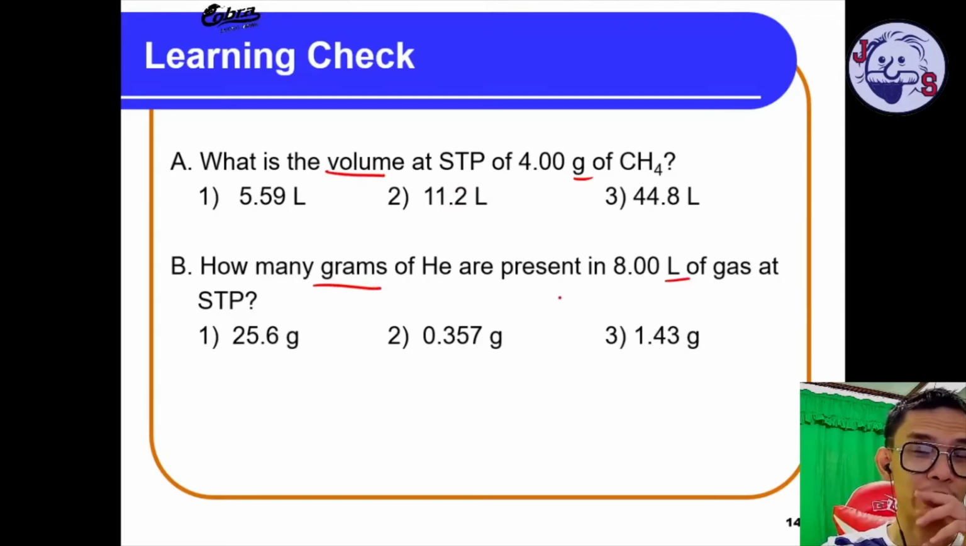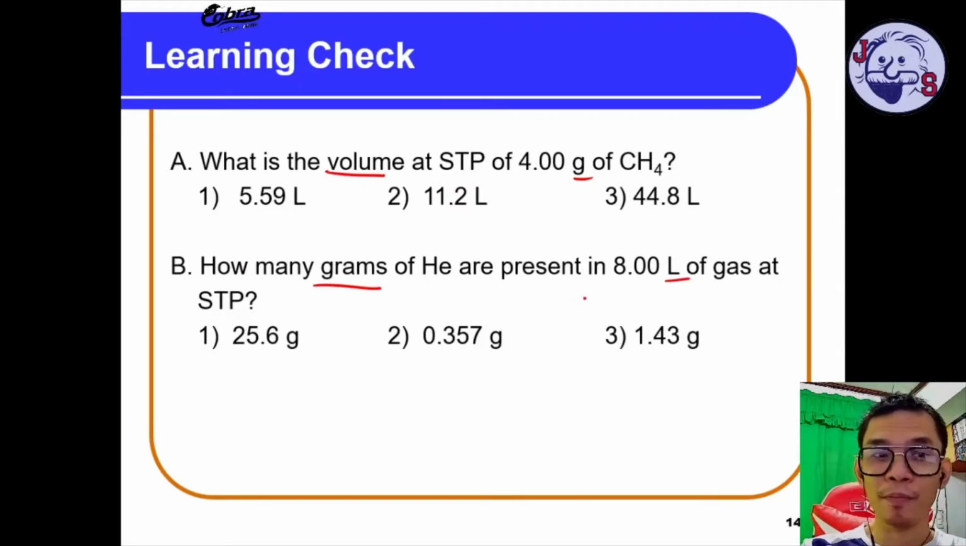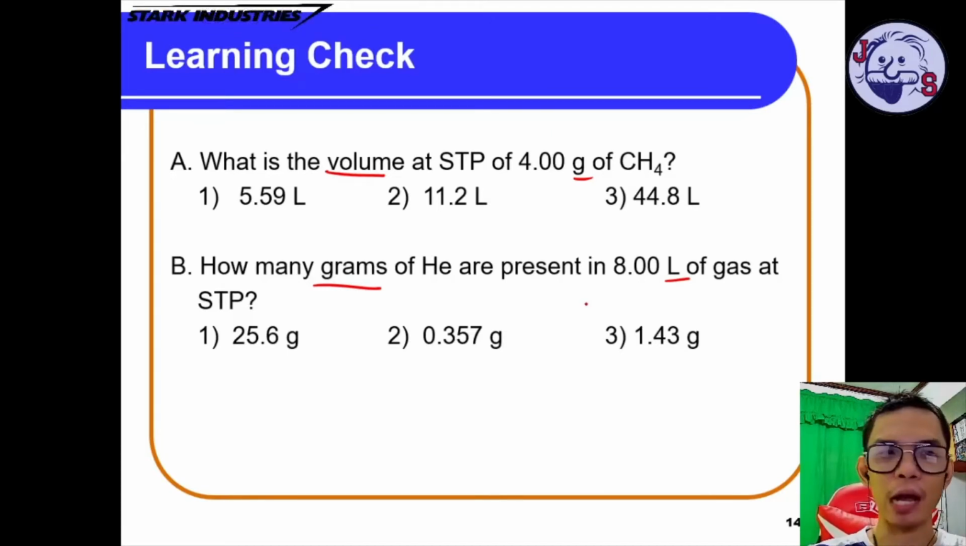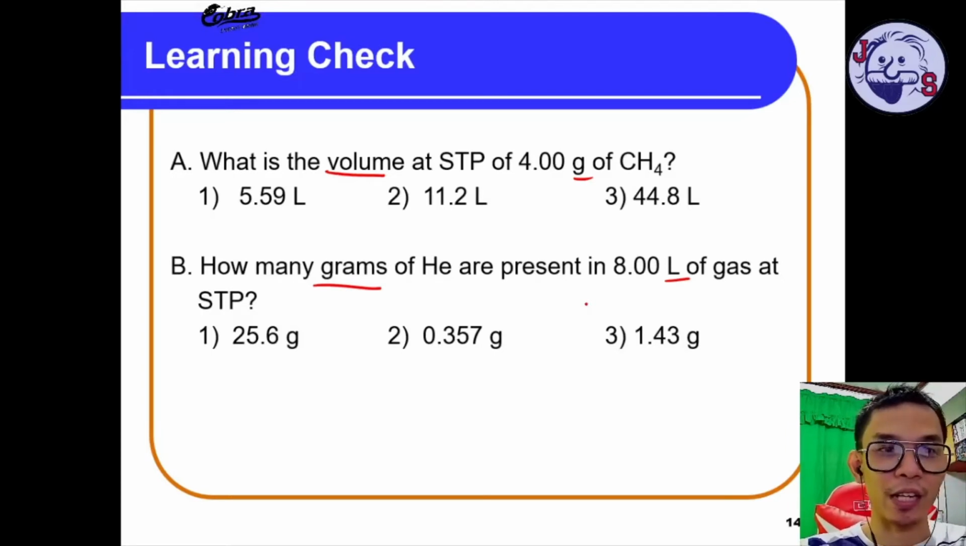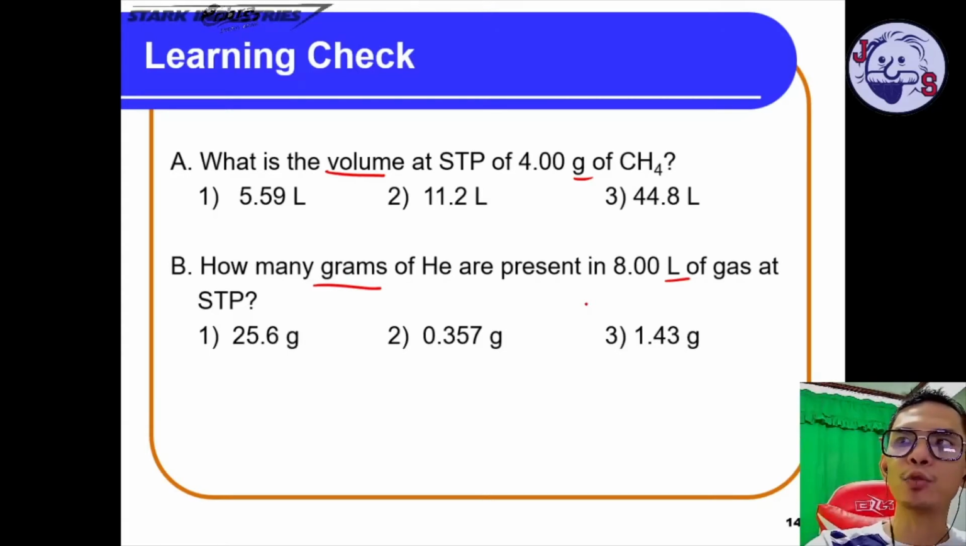So, is this problem solvable? Can we solve this problem? Yes, using the conversion factor that I taught you earlier. You can pause this video if you want to answer this one independently and find out if your answer is correct. Then play the video. All right, so let's try finding out what the correct answer is. Is it 1, 2, or 3 in letter A and letter B?